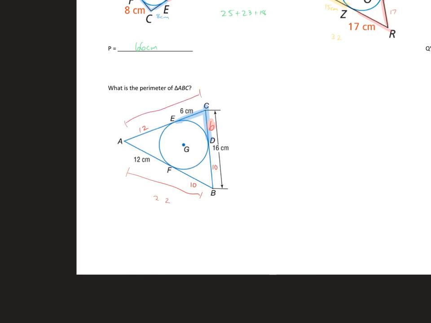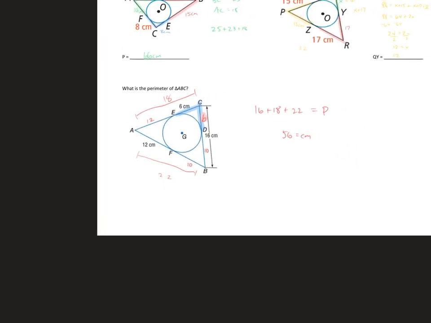We know right here that AC is 18, and we were told that BC is 16. So 16 plus 18 plus 22, that is equal to the perimeter. So when you add those up, you should get a total distance of 56 centimeters. So the perimeter of this triangle, ABC, is 56 centimeters.